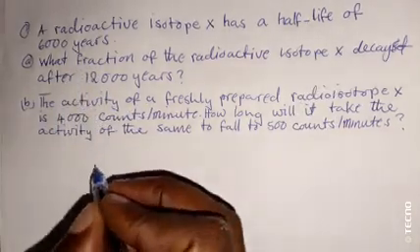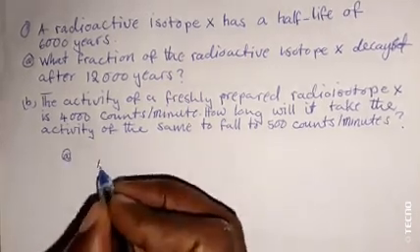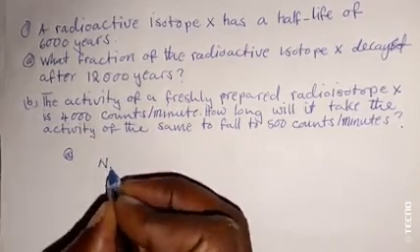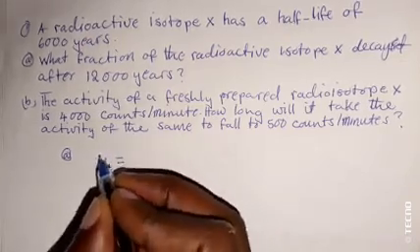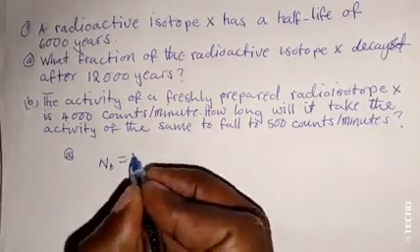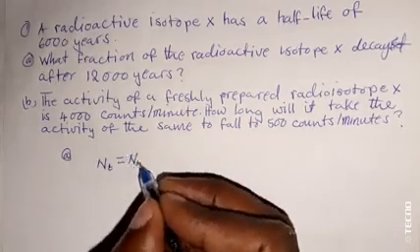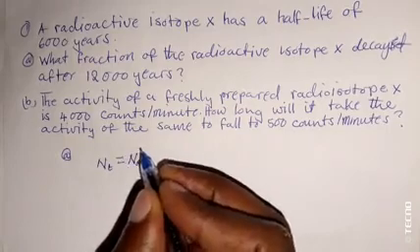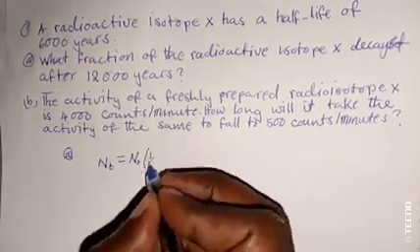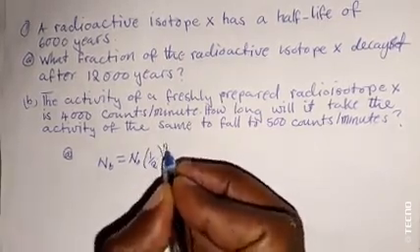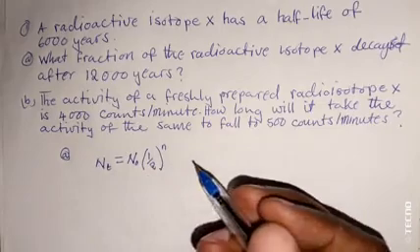The formula that we are going to use is this one, where Nt represents the amount of radioactive substance that remains, and N0 represents the initial amount of the radioactive substance. Then we have one half to the power n, where n represents the number of half-lives.